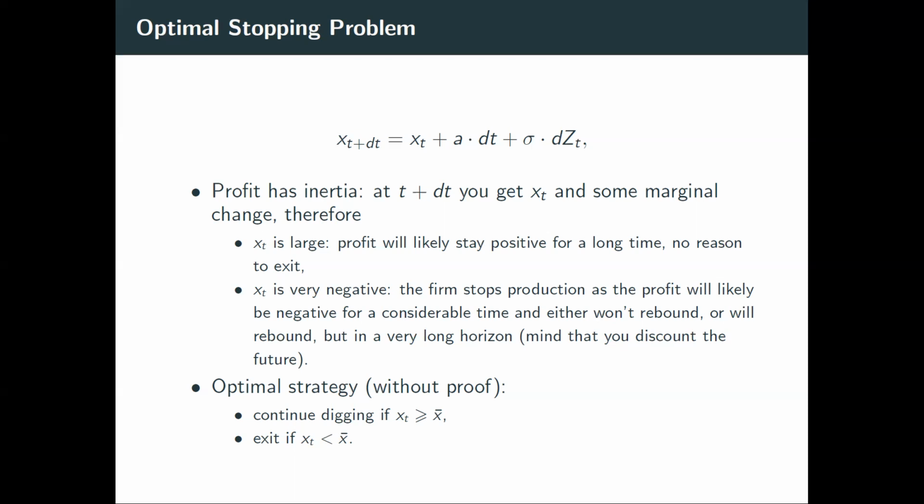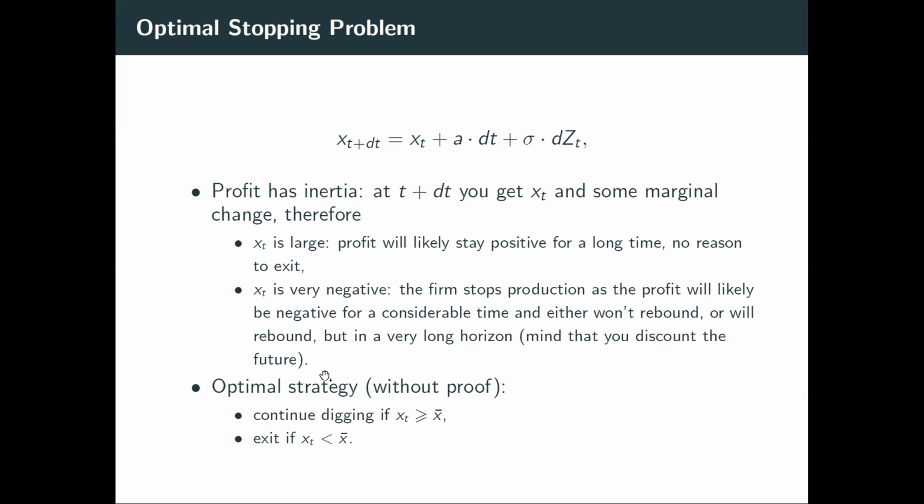And therefore, here I say it without formal proof, but this kind of logic suggests that the optimal strategy in this problem is a threshold strategy. That is, there exists some X bar such that when your current profit is above it, you continue digging on. And when your current profit is below this X bar, you decide to exit the market. We do not know the value of this X bar, but what is important, we just assume here that your optimal strategy takes exactly this form. And we will use it next.